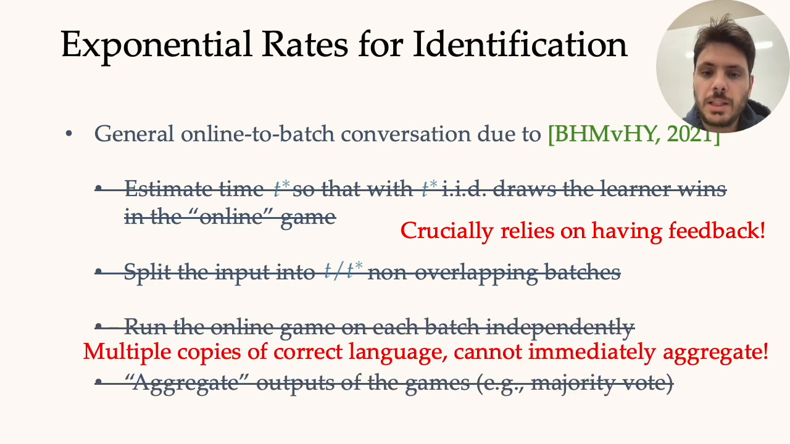The second obstacle has to do with the fact that we have multiple copies of the same target language, so even if the outputs of the game are correct, they might correspond to different such correct indices, so one cannot immediately aggregate all these outputs together.